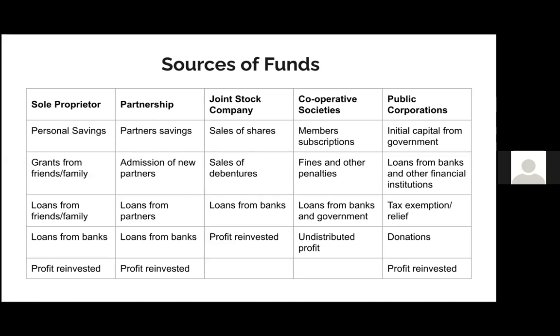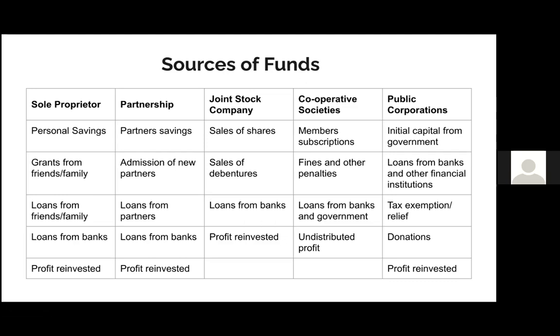Partnership, again, will be savings from the different partners. Another way they could get funds is by admitting a new partner. So they've started the business and they want to add another partner into the partnership. The partner would have to put down some money, like a buy-in. They could get loans from the partners. And again, they could reinvest some of the profits to build the business again.